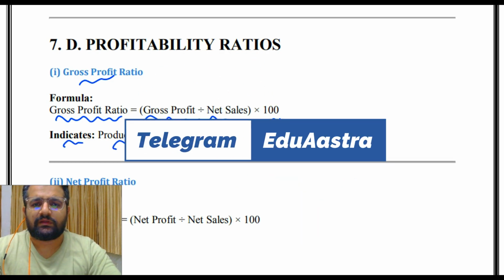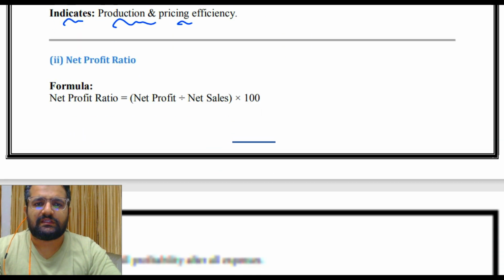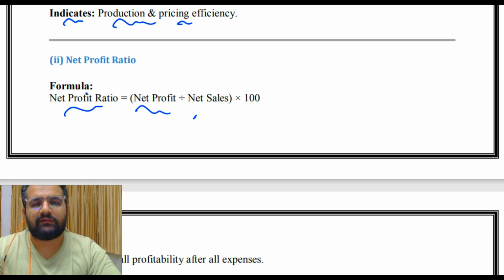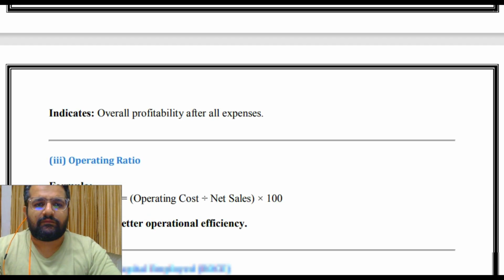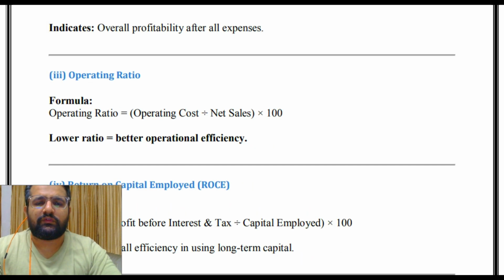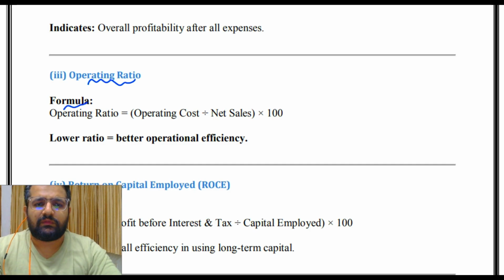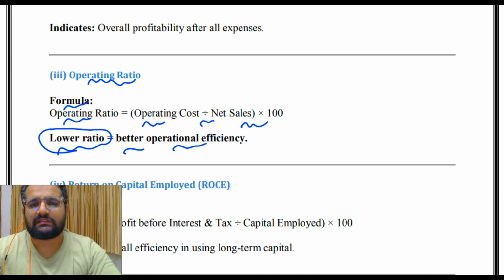Indicates production and pricing efficiency. The net profit ratio, formula: net profit ratio is net profit divided by net sales into 100. It indicates overall profitability after all expenses. Then operating ratio. Formula: operating ratio is equal to operating cost divided by net sales into 100. And if the ratio is lower, lower ratio is better operational efficiency.